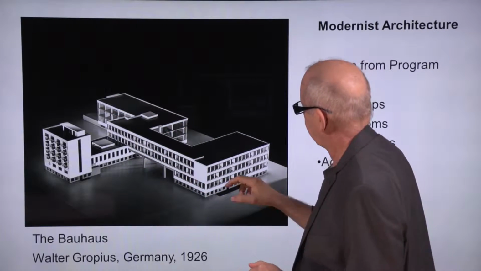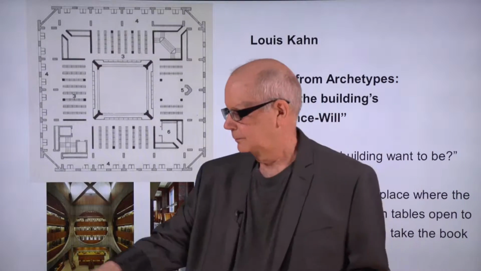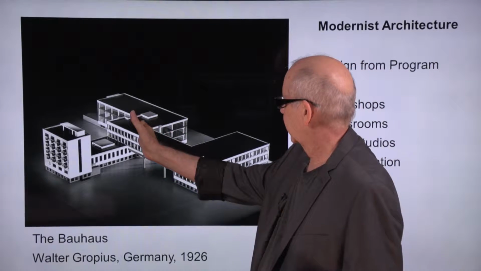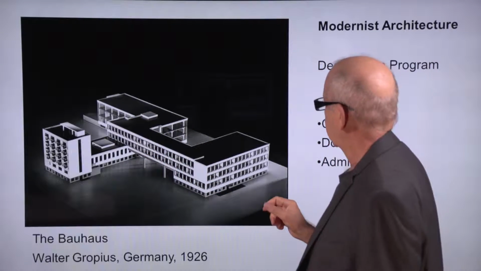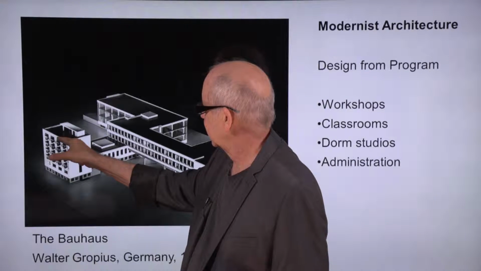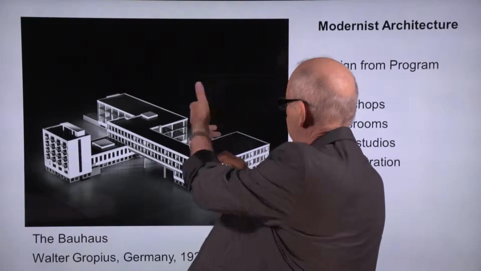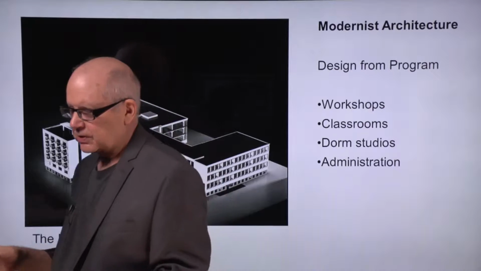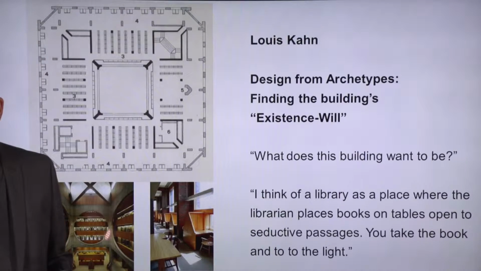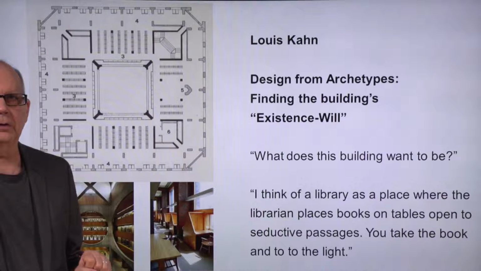Then we've got the classrooms, these linear elements that can be subdivided depending upon how big you want the classroom to be. The dorm, with each room having a balcony, so it's like your home in the sky, and then administration links all of them. So the design of this comes from the program, how it's being used. Kahn doesn't use either of these approaches. He does something totally different.